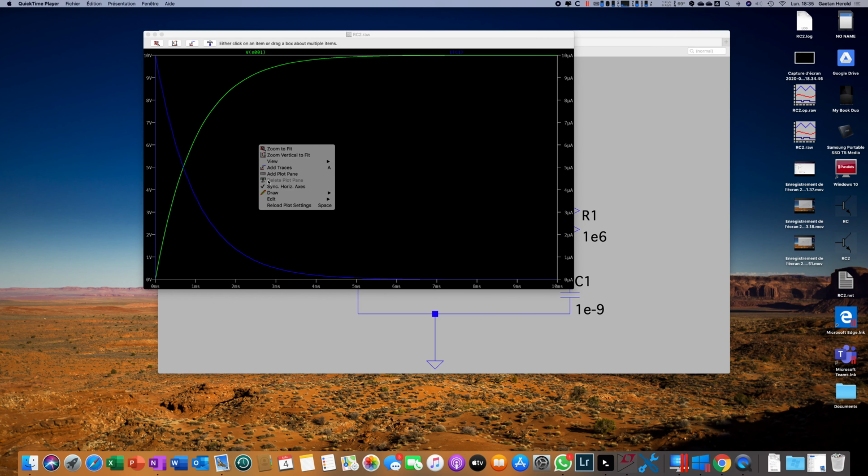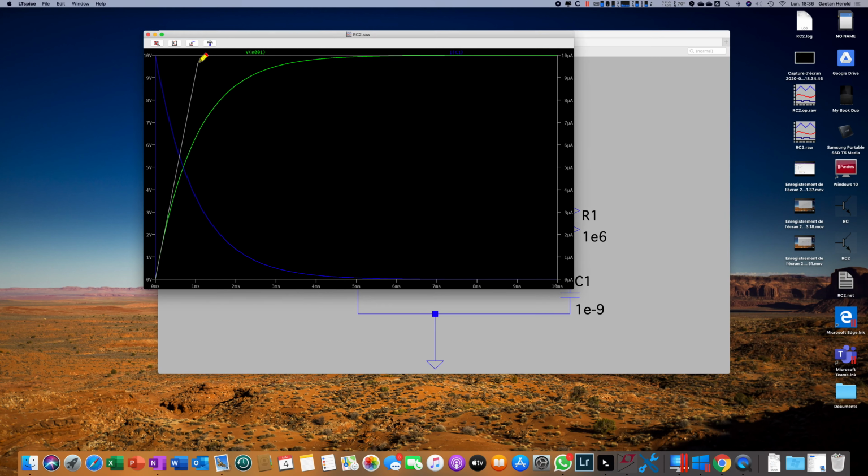Now, on my oscilloscope, I draw a tangent line. It's a bit handmade, so it won't be super accurate. A tangent line to the curve at 0 milliseconds. I do the same thing on the other curve, and I see that these two tangents arrive more or less at 1 millisecond each, so the time constant.